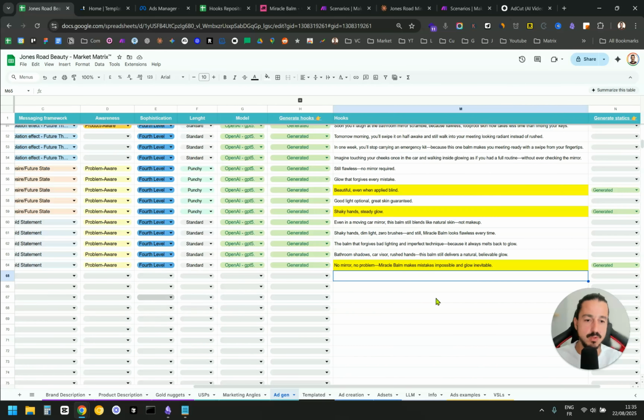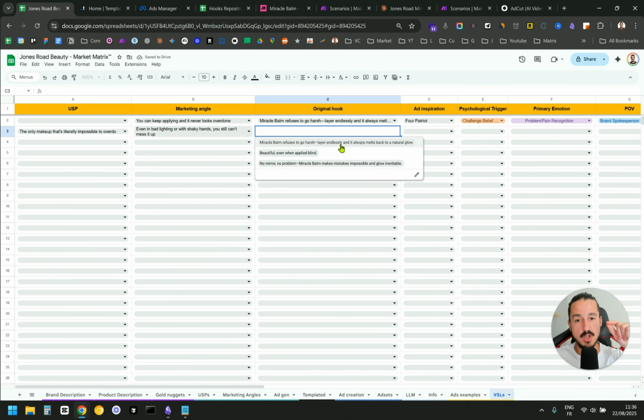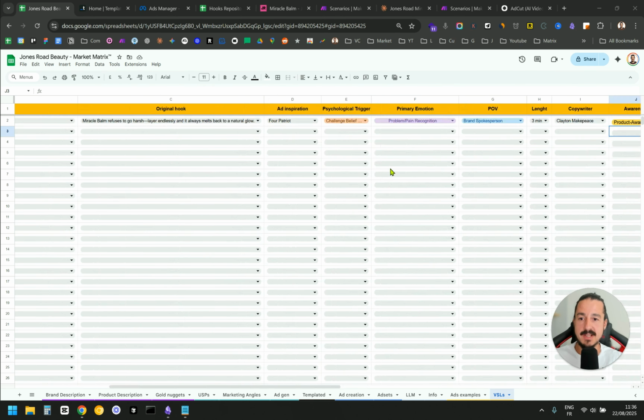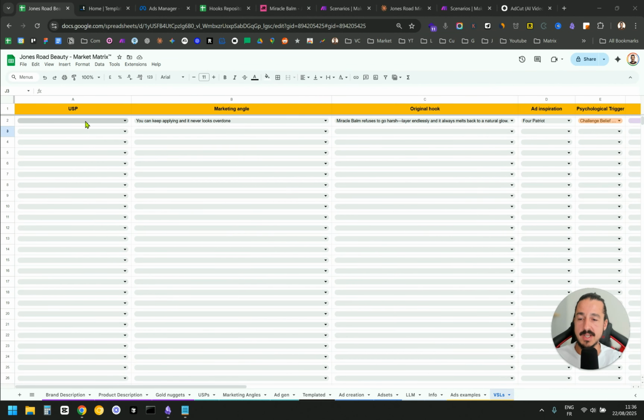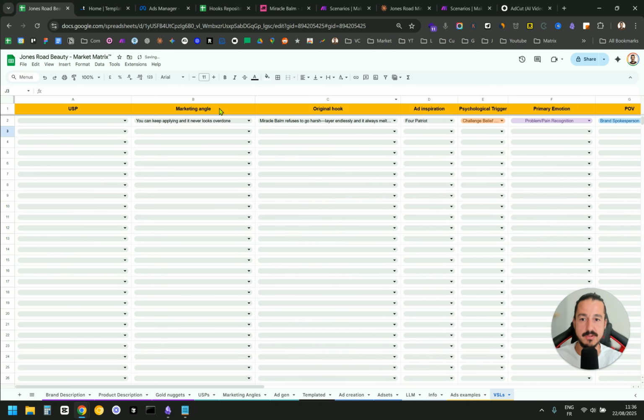But what if you want to do more about that? Then this is the next step. This is a system that is going to create a mini VSL or a text-based ad, something longer that is written specifically based on the hook that was performing. Basically, we are using different parameters from the ones that we have used for the hooks, but some are the same.